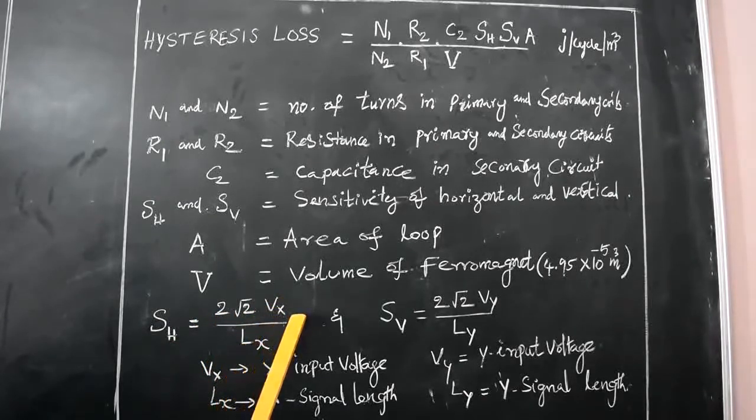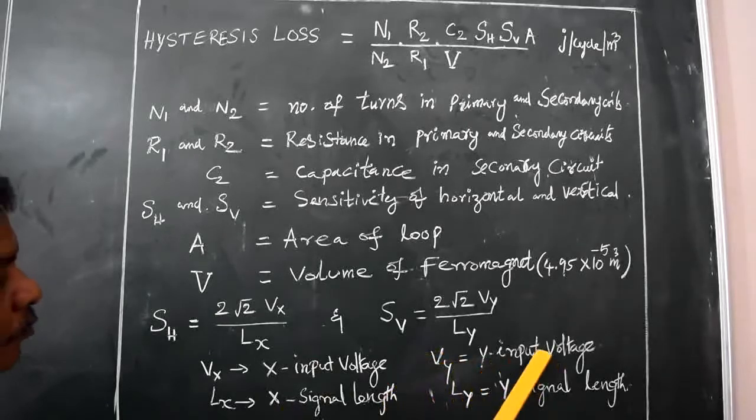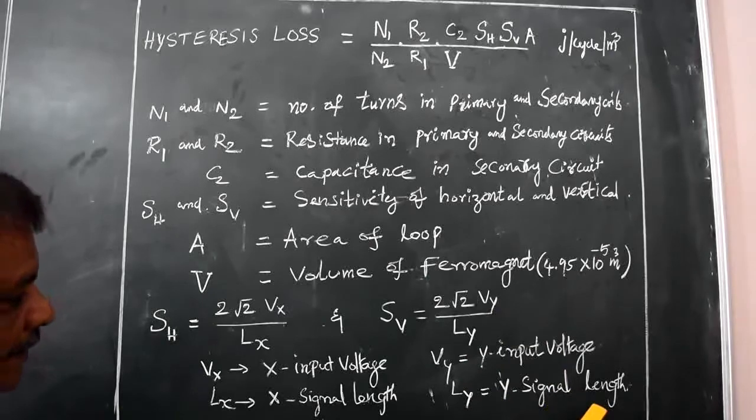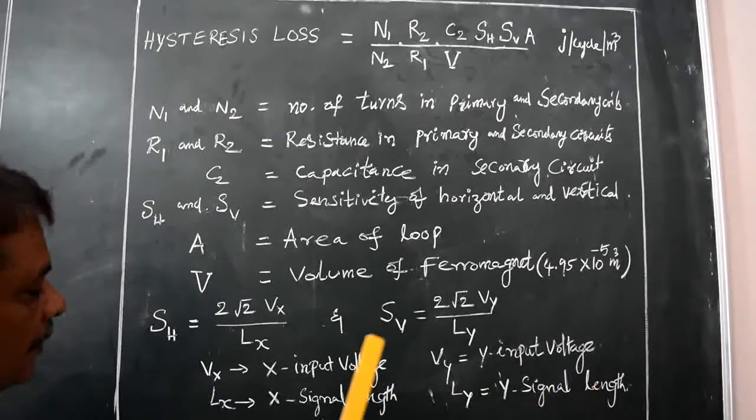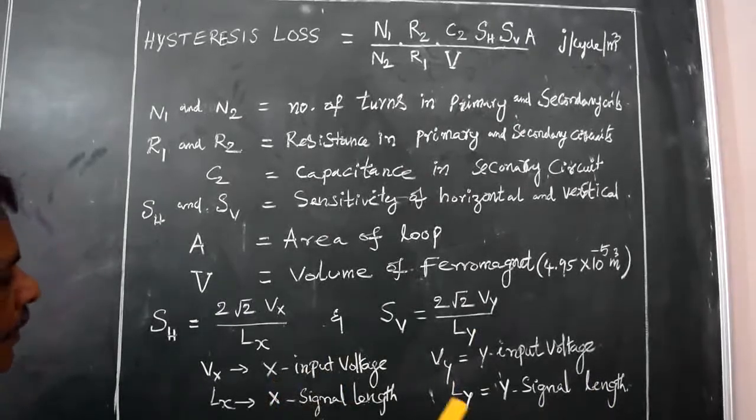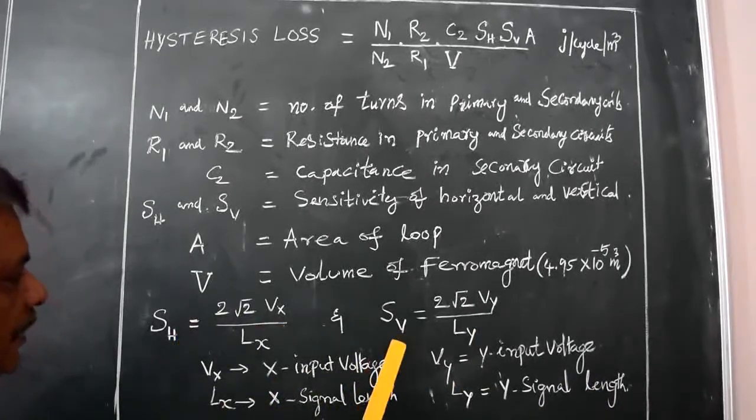What is meant by Vx? Vx is the X input voltage of the CRO. And what is Lx? The X signal length or X curve length, obtained by making Y ground. And Vy is the Y input voltage of the CRO, and Ly is the Y signal length or Y curve length obtained by making X ground. And this is the calculation of SH and SV.